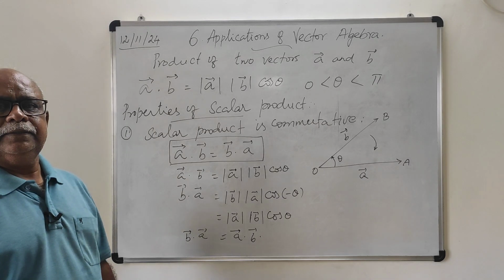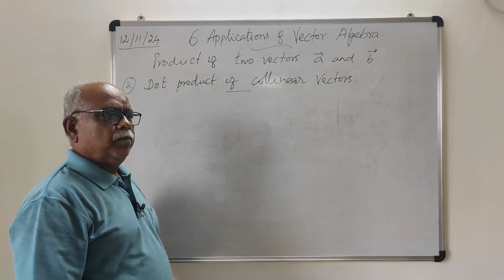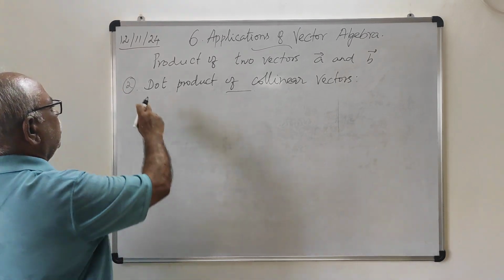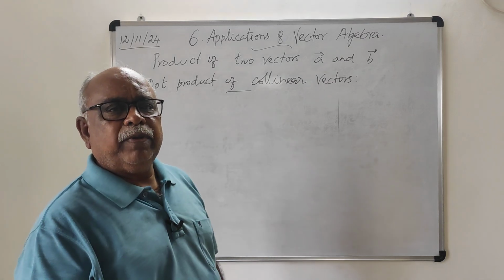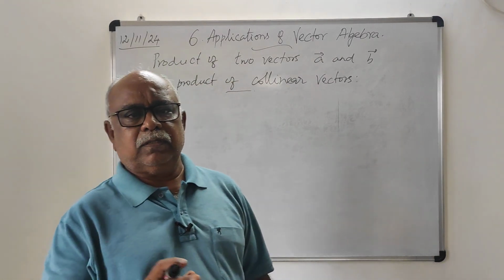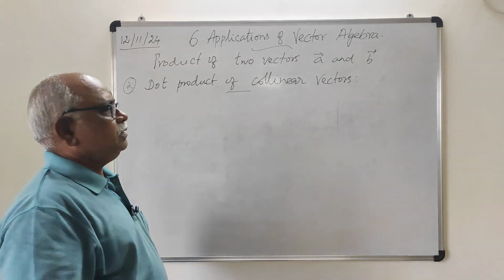Next property, the second property, is the dot product of collinear vectors. You know what is meant by collinear vectors? If two vectors are acting along the same line, that is called collinear vectors.